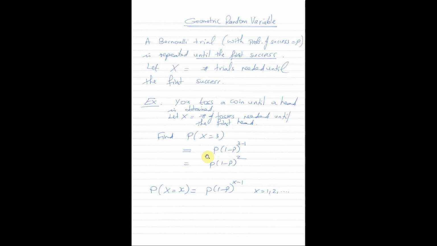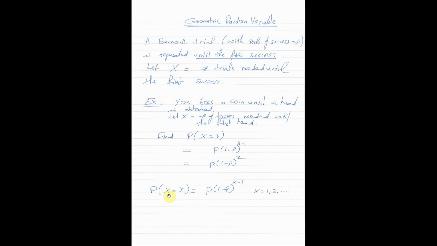There is no "n choose x" here. It's not available because we don't have any different combinations possible. We don't have any different possibilities. The only possibility to need to toss 3 times is that the first 2 times are tails and then the third one is a head. So the probability that X is equal to 3 is simply (1 minus P) to the power of 2 times P, or P times (1 minus P) to the power of 2.